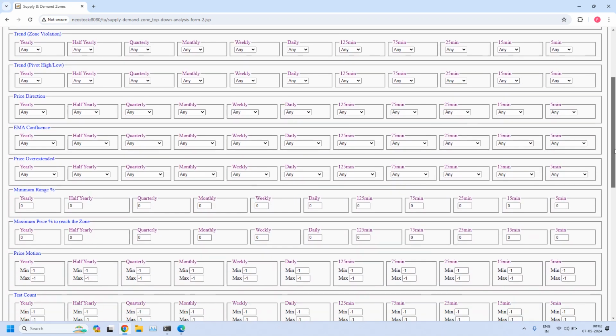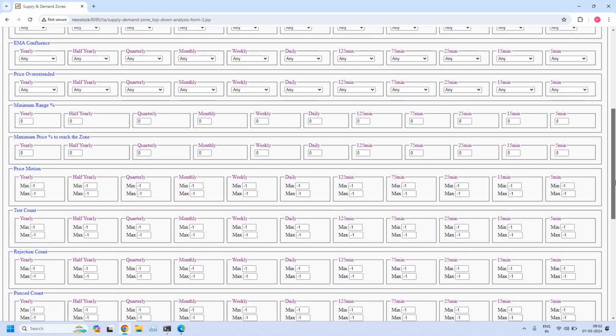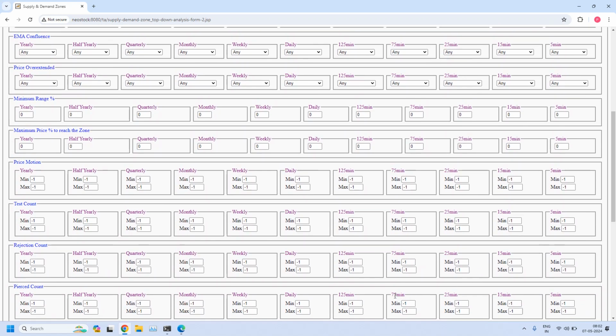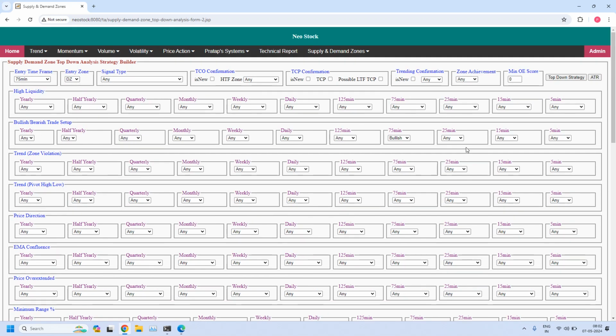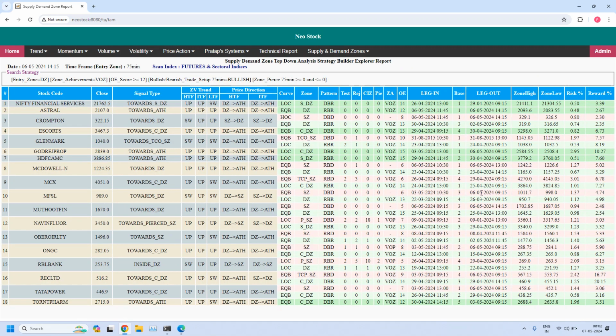The first filter is we don't want pierced zone. So pierced count in 75 minutes time frame, I am setting minimum value 0, maximum value 0. And also zone achievement, we are setting VOZ, violated opposing zone. And the minimum odd enhancer score should be 12 for bullish or bearish trade setups. Now let me generate the report. So 18 stocks are filtered. All these 18 stocks are supporting bullish trade setup for weekly income trade.